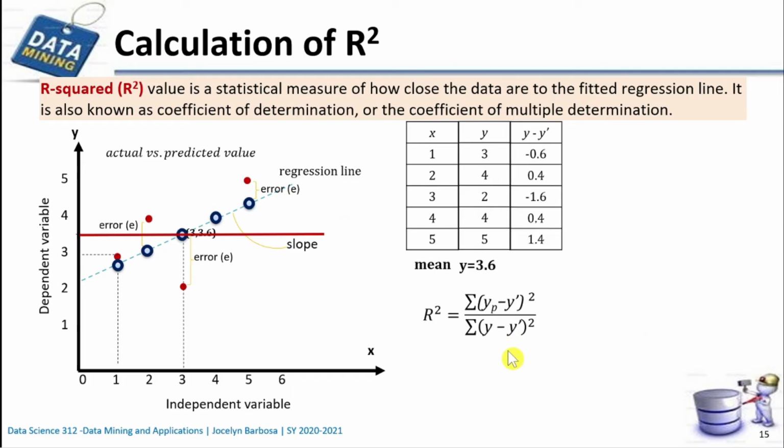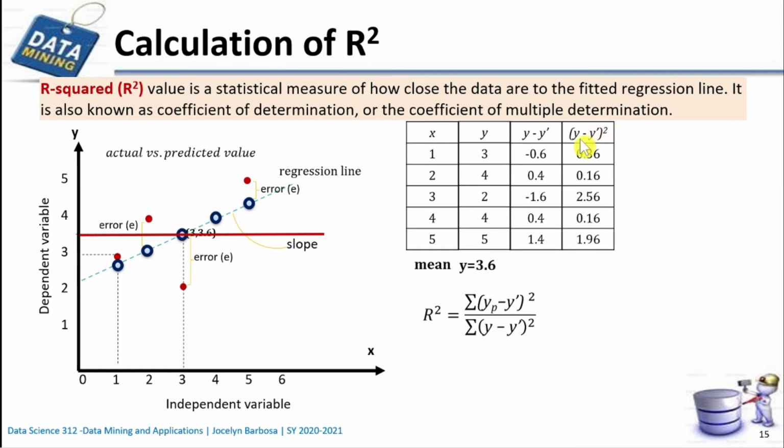So we do the substitution. We try to calculate first the denominator of our r squared. We have here y minus y prime, that is, our y is 3 minus 3.6, this is negative 0.6, and we have 4 minus 3.6, or 0.4, negative 1.6 for 2, and then 0.4 for y is equal to 4, and for y is equal to 5, we have 1.4 over here.